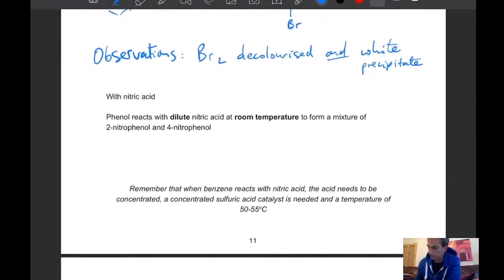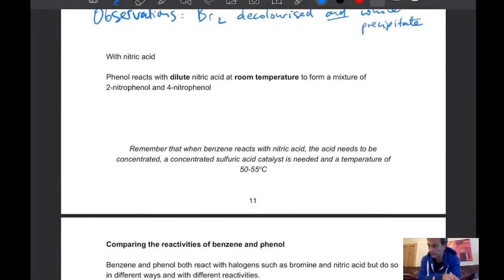And the final one is with nitric acid. So phenol reacts with dilute nitric acid. Notice that's in bold, so we'll be thinking about the benzene equivalent reaction. Phenol reacts with dilute nitric acid at room temperature to form a mixture of 2-nitrophenol and 4-nitrophenol.